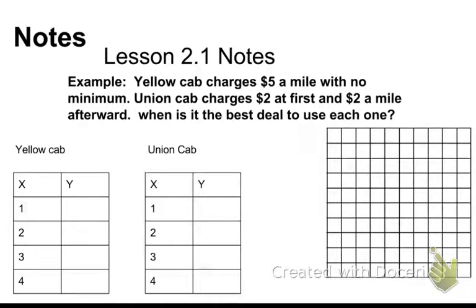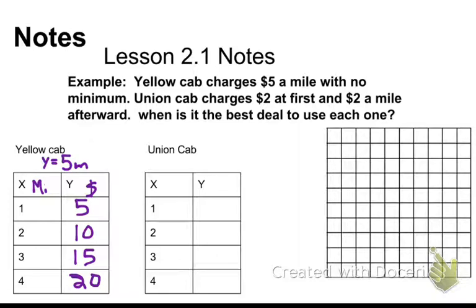If we say Yellow Cab, if x is my miles, my independent variable, and y is the cost, well, I know that the cost is going to be equal to $5 times the amount of miles. So at 1 mile I'm going 5, at 2 miles I am going 10, at 3 miles I am going 15, at 4 miles I owe that cab driver 20. For some reason I wrote 25. Well, I just fixed that.